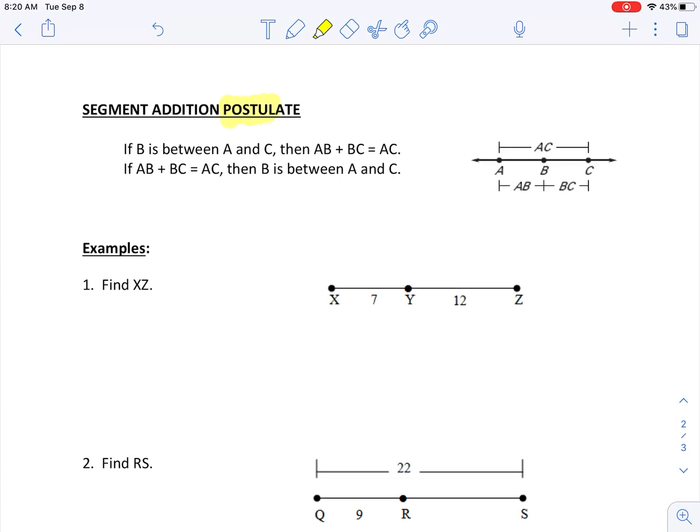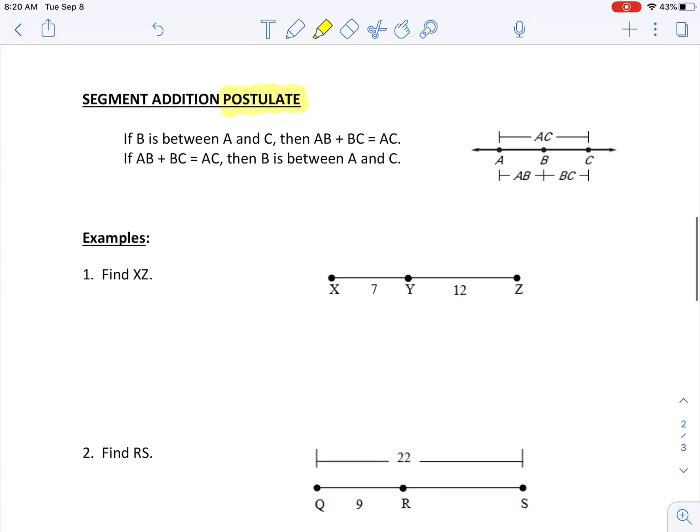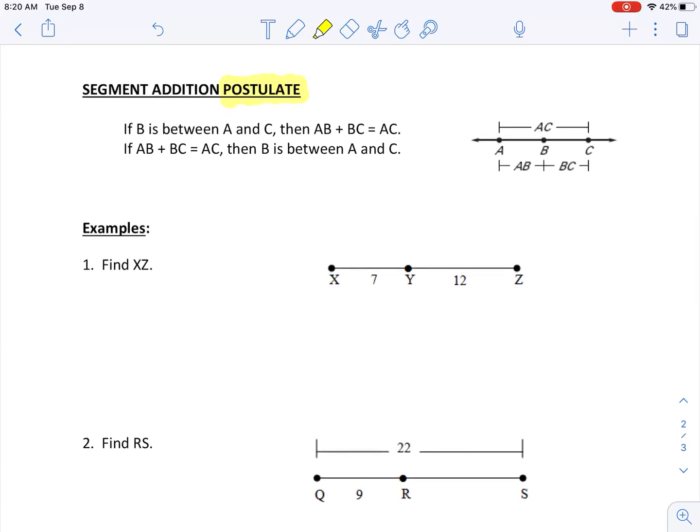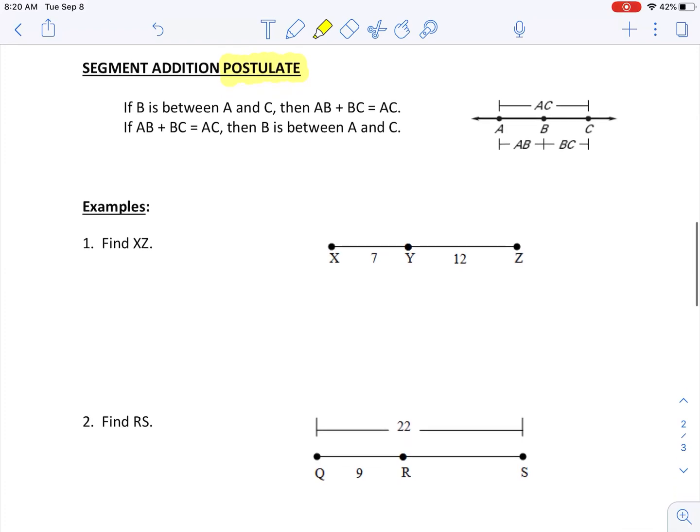Segment addition postulate. Here's another one of those rules that we accept without proof, which says if B is between A and C, then AB plus BC equals AC. You see this nice little picture that illustrates it. If AB plus BC equals AC, then B is between A and C, so it's the converse.